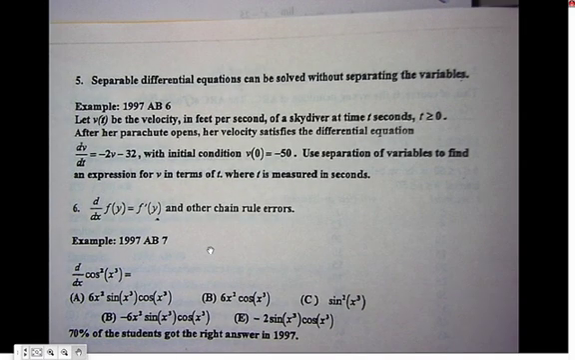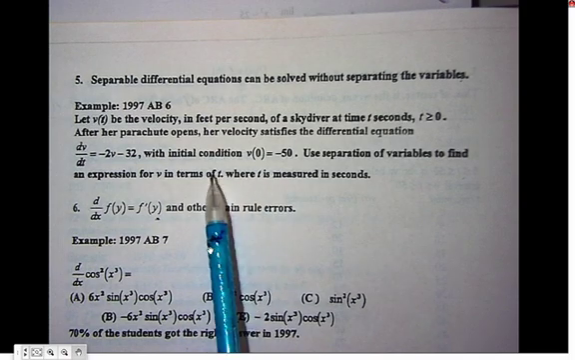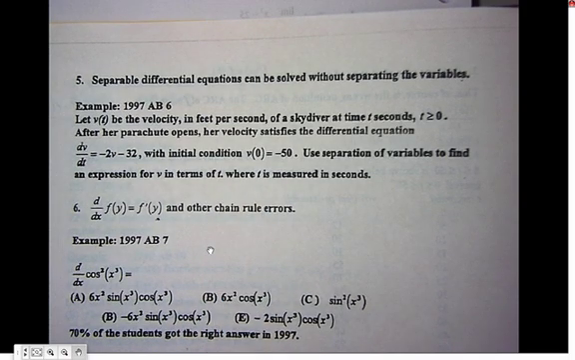So they give you like a sample problem. And if you want extra problems and you want to do these, all you have to do is Google AB Calculus 1997 number 6. And that's going to come up and you'll probably find the answer somewhere quickly, okay?